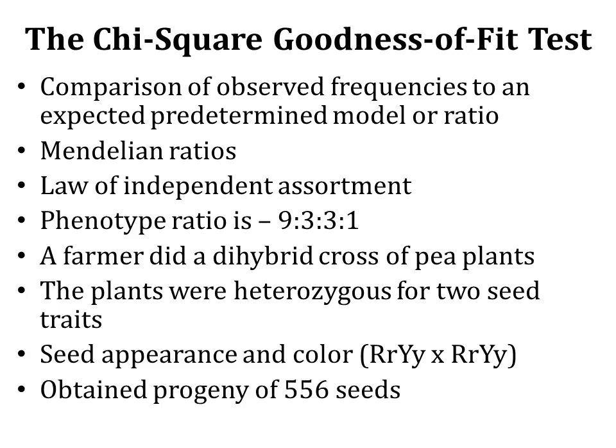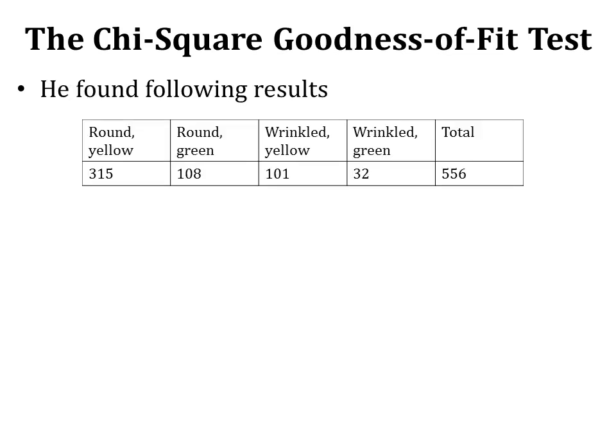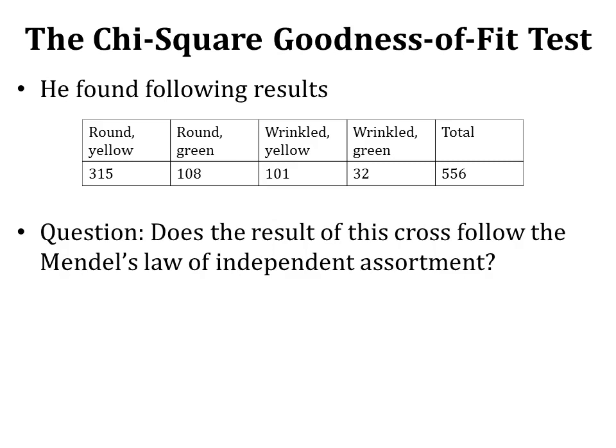So this farmer obtained a progeny of 556 seeds. Out of these 556 seeds, 315 were round yellow, 108 were round green, 101 were wrinkled yellow, and 32 were wrinkled green. So these were his results. Now the question is, does the result of this cross follow Mendel's law of independent assortment? This is the biological question, or the statistical problem that we have.